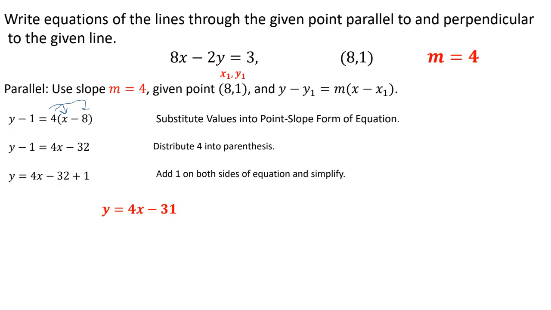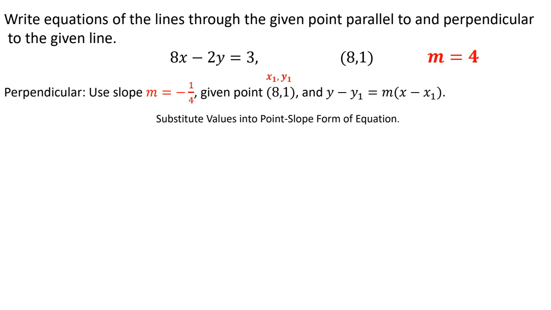Now, to find the perpendicular equation, I need to find the perpendicular slope, and the way I do that is by getting the negative reciprocal of the given slope. That's what's going to give me the perpendicular slope. So the negative reciprocal of 4 is 1 over 4. That's the reciprocal. And what I do is I change the sign.